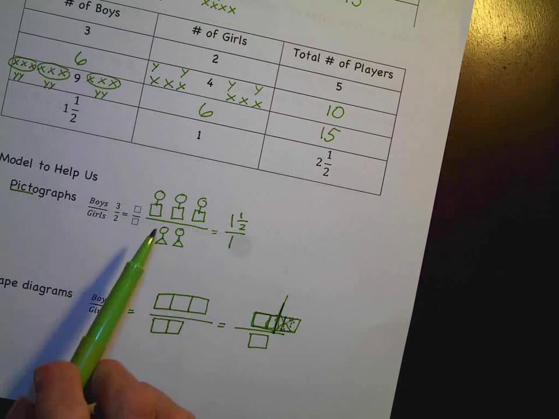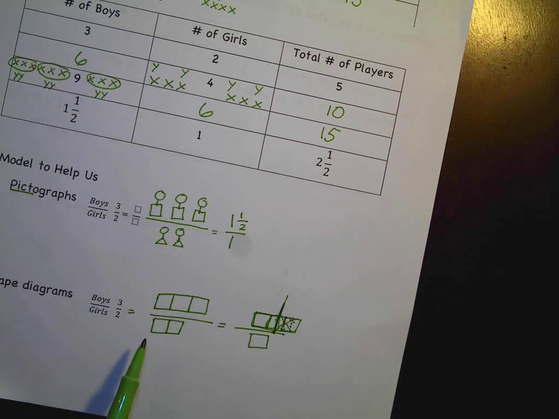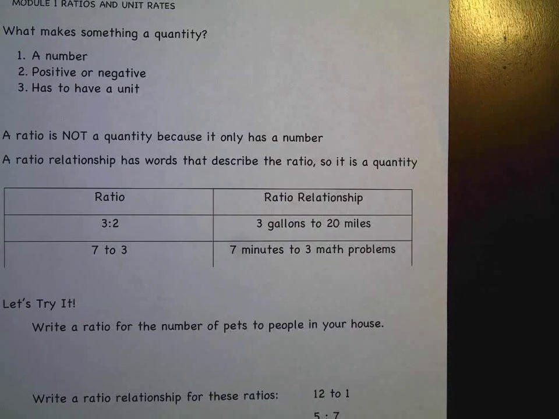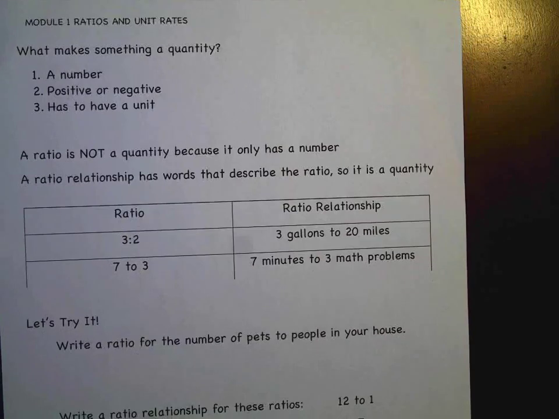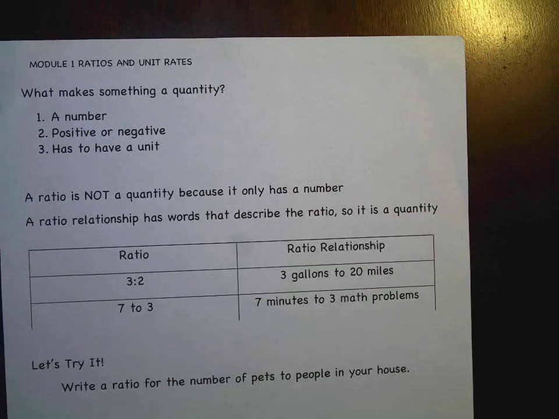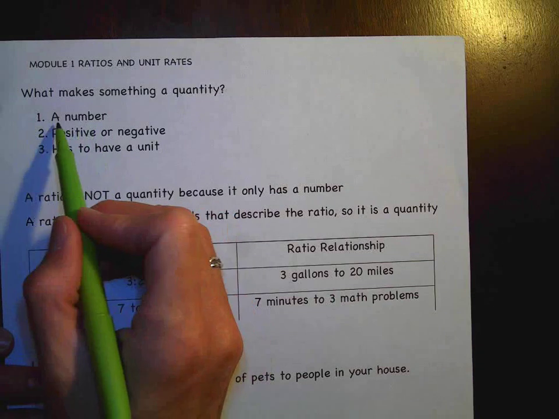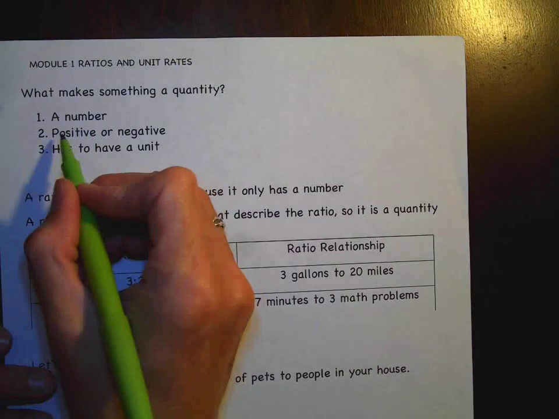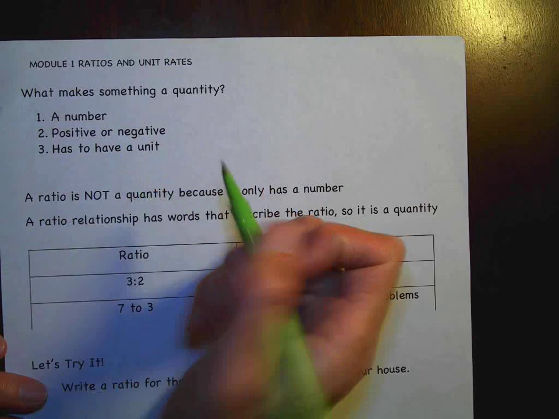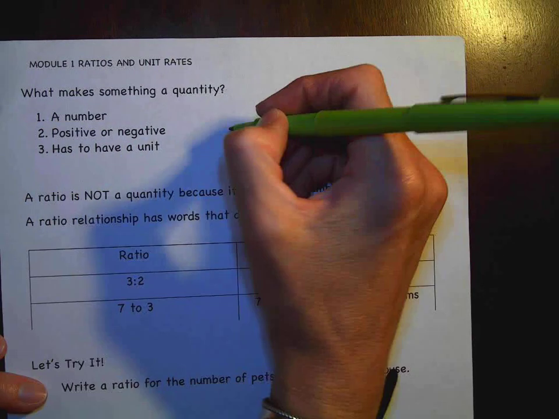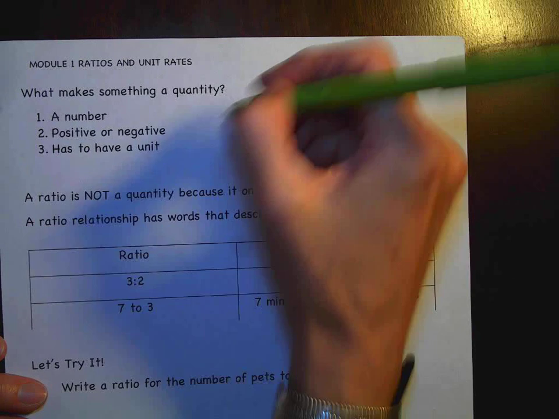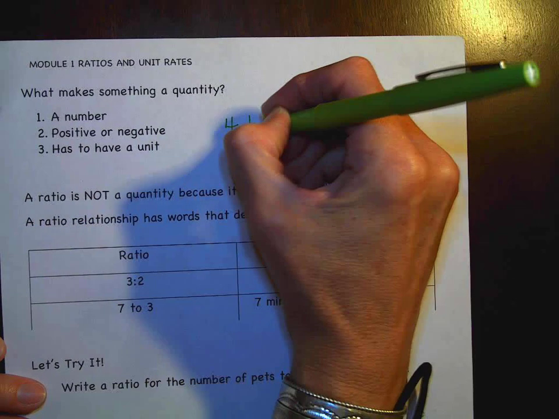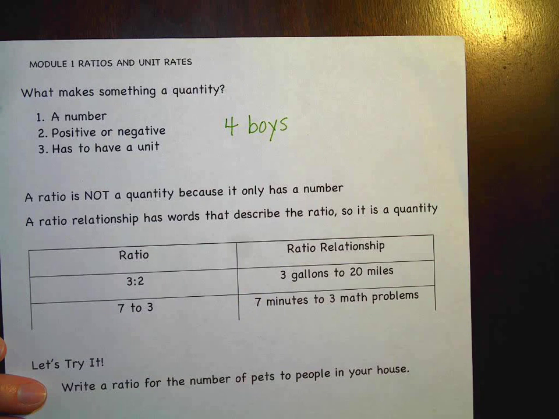Okay? So models are very helpful. We have the pictographs where you're actually drawing the actual pictures, and then we have the tapes that are showing the actual tape diagrams. And then we're going to go back to this, and it says, what makes something a quantity? And there are 3 things that actually make it a quantity. And the 3 things are, it must have a number, that number has to be positive or negative, and it must have a unit. So let's go back to our original one where it said we have 4 boys.